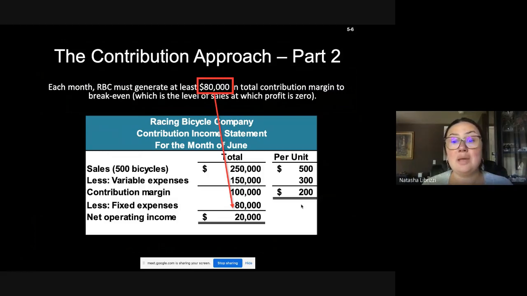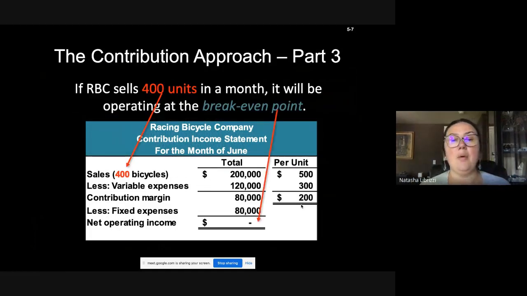Each time they make a bike, so if they make one bike, they have another $79,800 to cover. So it keeps going down as we're producing more. Now, if you take 80,000 divided by 200, you'll get 400. So 400 bicycles is where we break even. This is a good time to introduce what break-even is. Break-even is when we neither make nor lose any money.